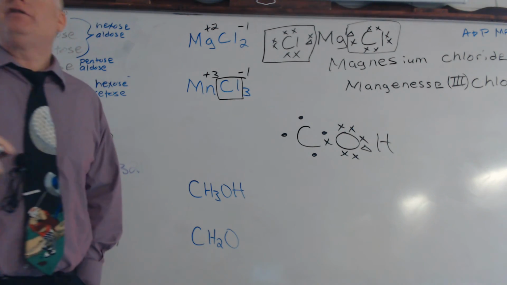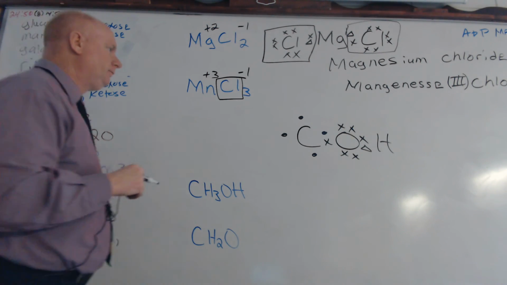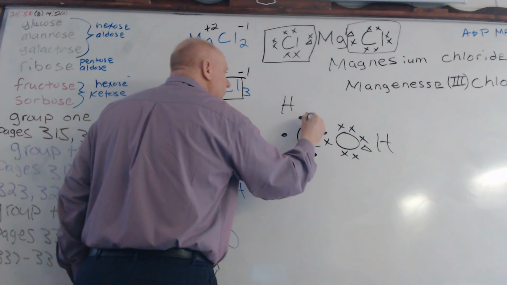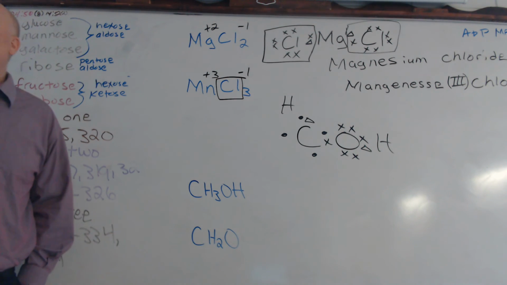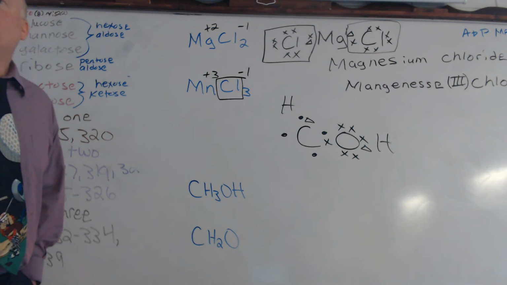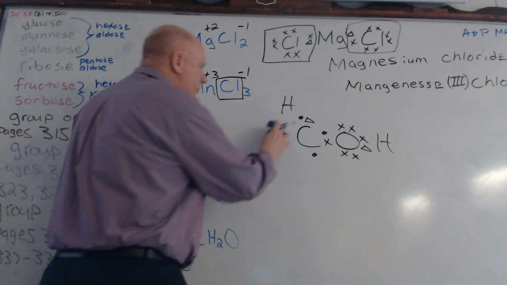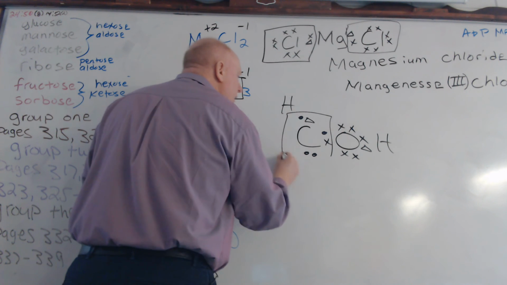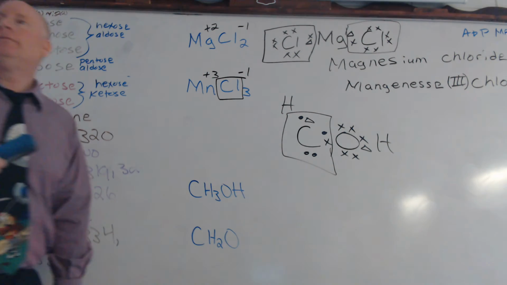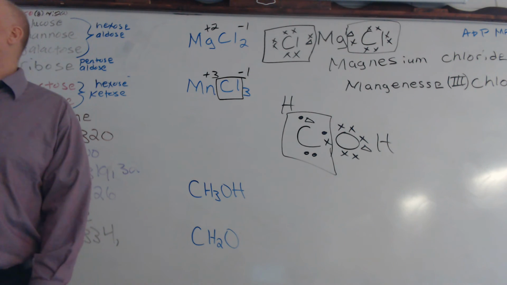How many hydrogens are left? 2 or 1. Do we have a problem here? Well, for one, keep your unshared pairs of electrons in the same spot. What's the problem with that? It's only got 6.